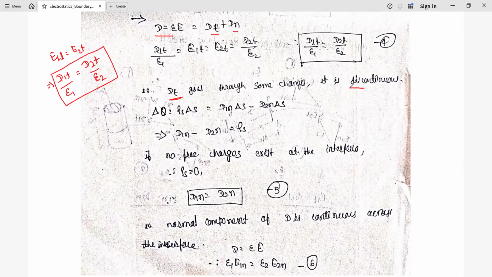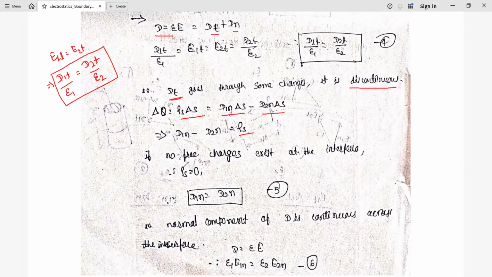It is discontinuous. So finally, the differential charge at the interface is del Q equal to rho S into del S, where rho S is the surface charge density. The normal component is upwards in medium 1, so that is D1 and del S. In medium 2, it is coming downwards, so it is minus D2 and del S. So now at the boundary, D1n minus D2n equals rho S.